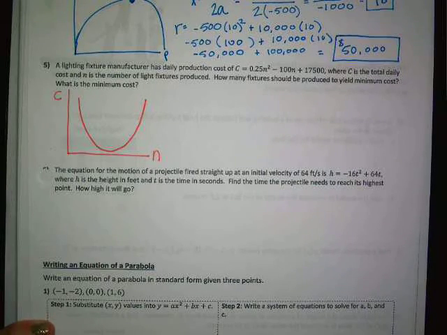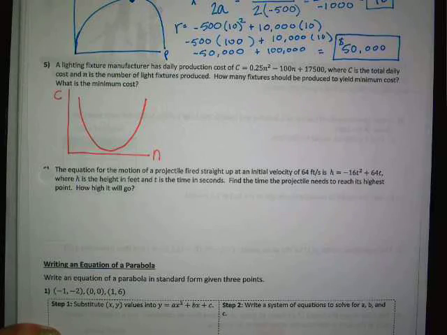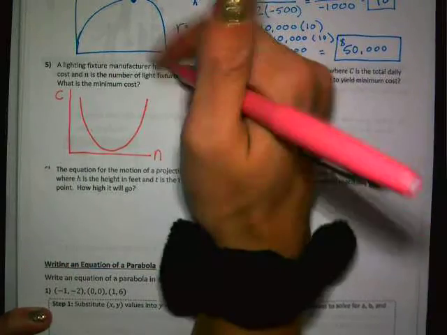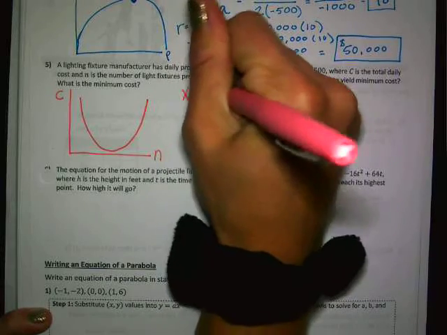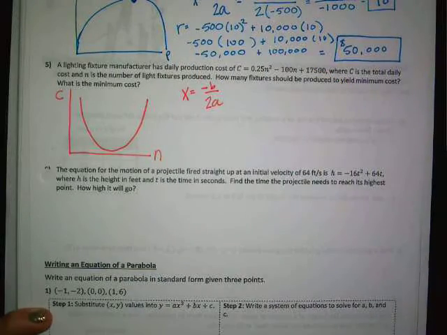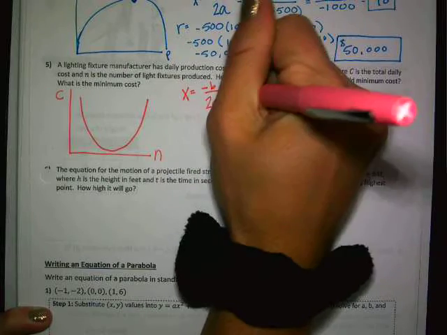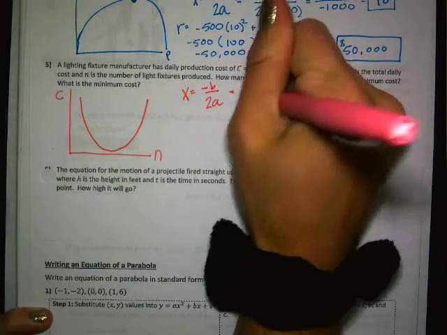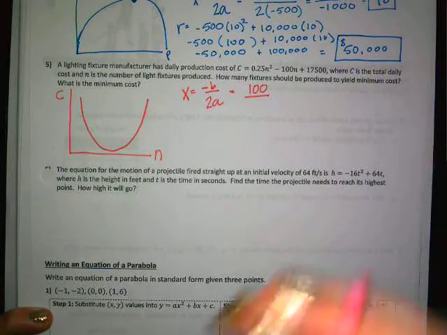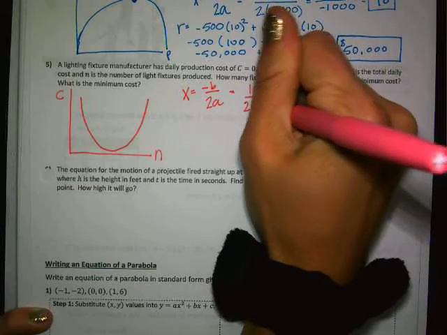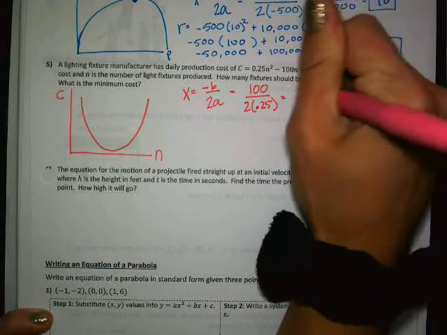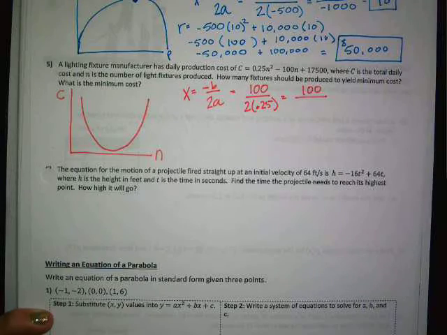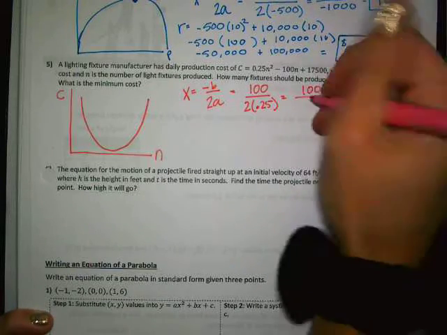Alrighty. So it says, how many fixtures should be produced to yield minimum cost? Remember, fixtures are the x. So I'm still going to be using the formula negative b over 2a. What is negative b? Negative 100, which is just 100. And what is my a value? 0.25. What is 2 times 0.25? 0.5.